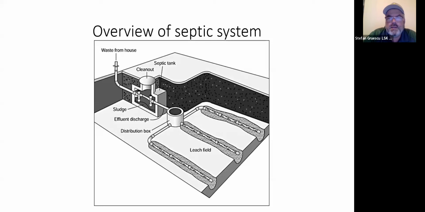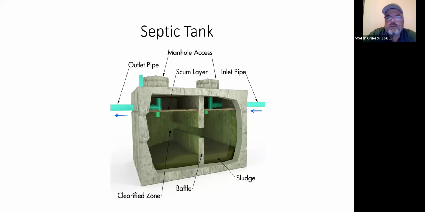We'll get into some of the details and some of the different types of systems that are now available. This is a schematic of a septic tank, a modern type of tank. Newer style tanks have two chambers, what we call the inlet chamber and the outlet chamber. You may also hear the words solids and liquid side.